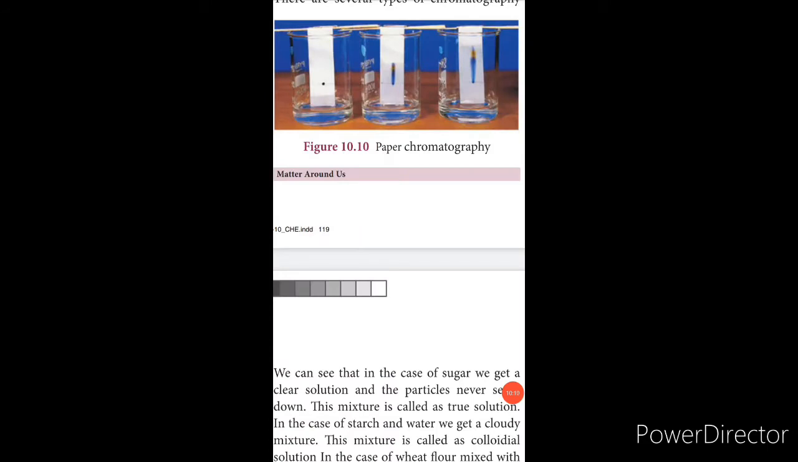Now the next is chromatography. Before we go into what is chromatography, we have to understand two important terms, that is absorption and adsorption. What is absorption? Absorbing in the sense it gets distributed throughout the bulk of the substance.